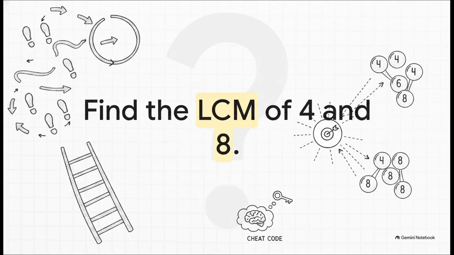And finally, challenge number 4. Find the LCM of 4 and 8. Think about your cheat code if you get stuck. Least common multiple, the smallest footprint they share. Write out those multiples and find that very first alignment.